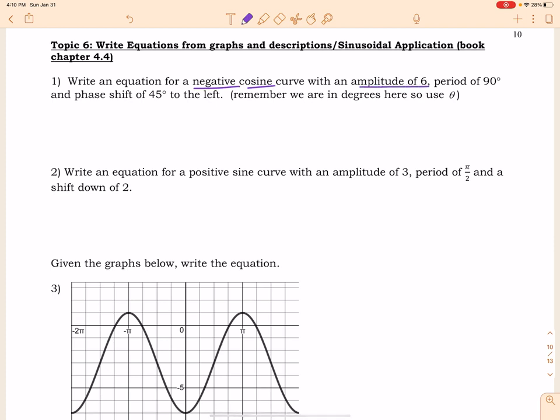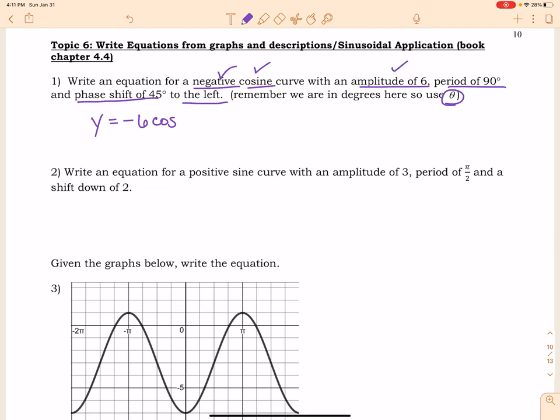it has an amplitude of 6, a period of 90, and a phase shift 45 degrees to the left. So notice that I'm giving you things in degrees. That means we're using theta. So we're going to start out with y equals, well, if this is a negative cosine curve with an amplitude of 6, that means that this is going to look just like that. All right, so we've taken care of all three of those things.